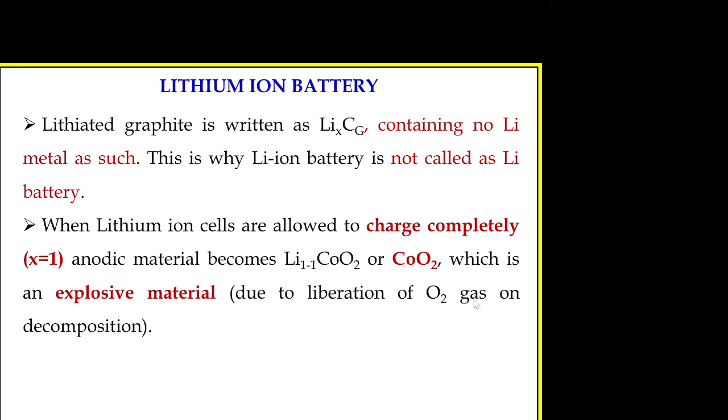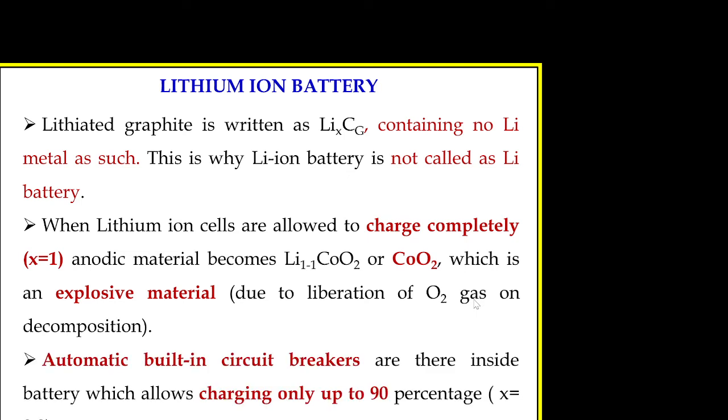So that's why we will not allow the lithium ion battery to charge 100%. Automatic built-in circuits inside a battery allow charging only up to 90%, x equal to 0.9. There must be a breaker circuit which will not allow complete 100% removal of lithium ions from the crystal lattice. That is very important in a lithium ion battery.